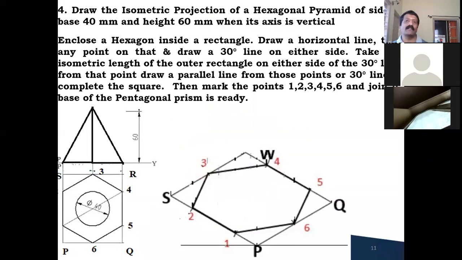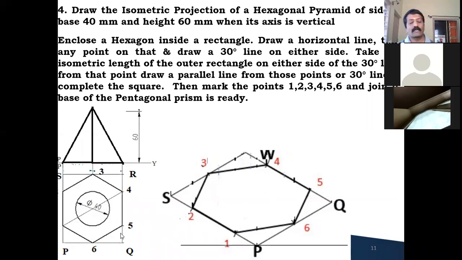In this hexagon also, the procedure we have to follow is almost similar, only here 6 sides we have to consider. So what is the question given? Draw the isometric version of a hexagonal pyramid of side of base 40 millimeter and axis height 60 millimeter. Here also you construct the hexagon, either edge condition or corner condition, because the hexagonal pyramid, when you see from the top side, looks like a hexagon only. That's why you draw a hexagon.